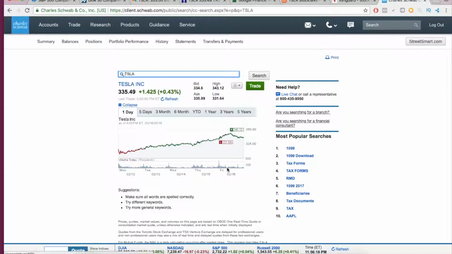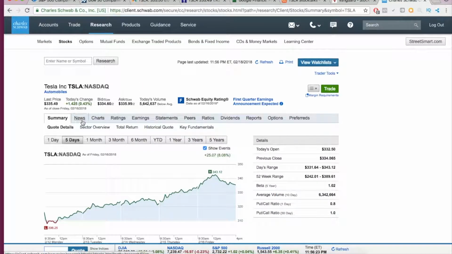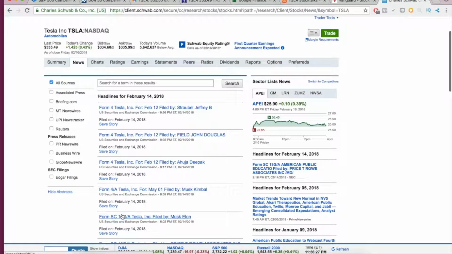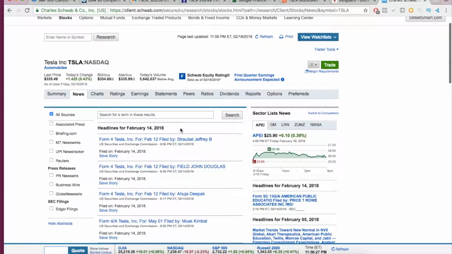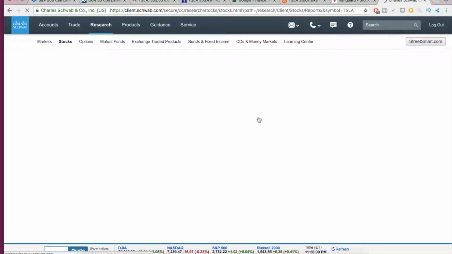So I was playing around with Charles Schwab the other day, and they do have a much wider availability when it comes to tools. They have more tools for you to actually go through and do your research. So we have Tesla. Again, same thing as Vanguard and the other companies. You have the summary, the chart with the news, and every headline that's out there for you to access. But where Charles Schwab is actually giving you their value is that they give you more reports to look into.